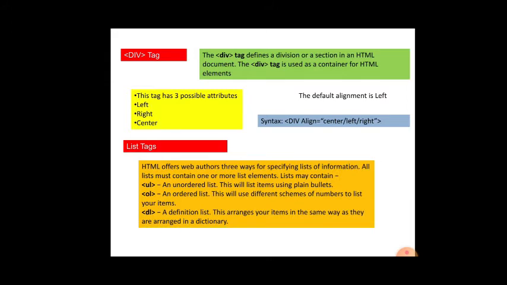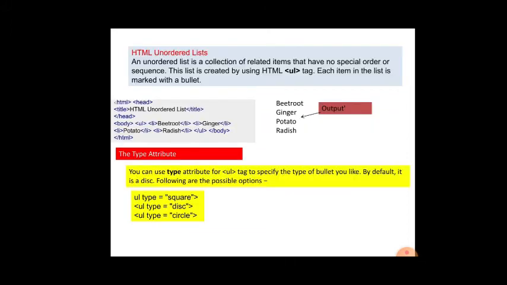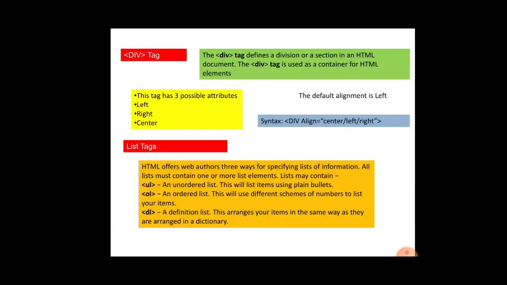So if you have a list, then it is easy for the users to browse the web and go to the particular thing. If you don't have a list, then it is difficult for the users to search out the information. So all lists must contain one or more list items.